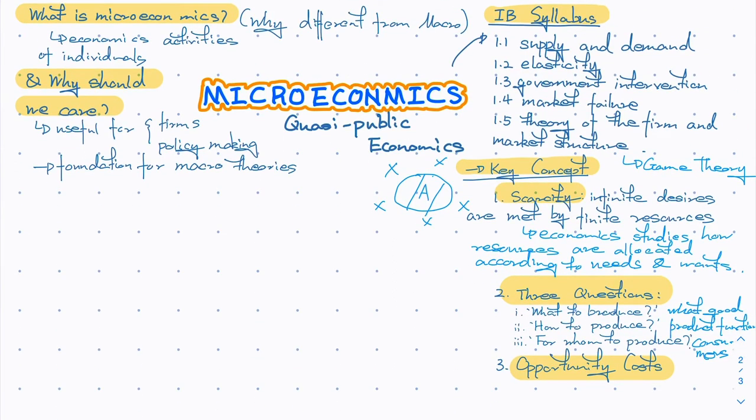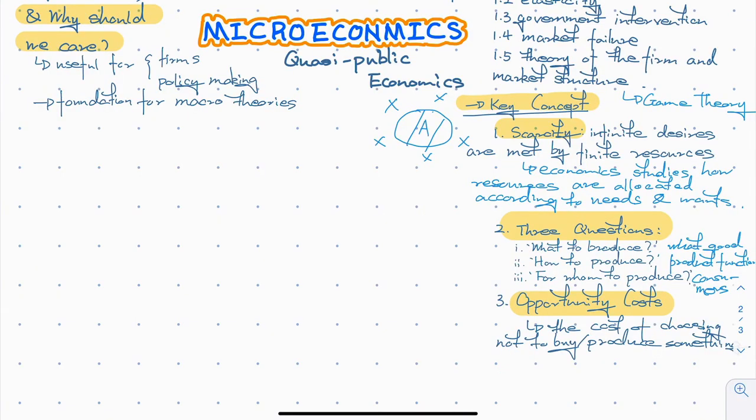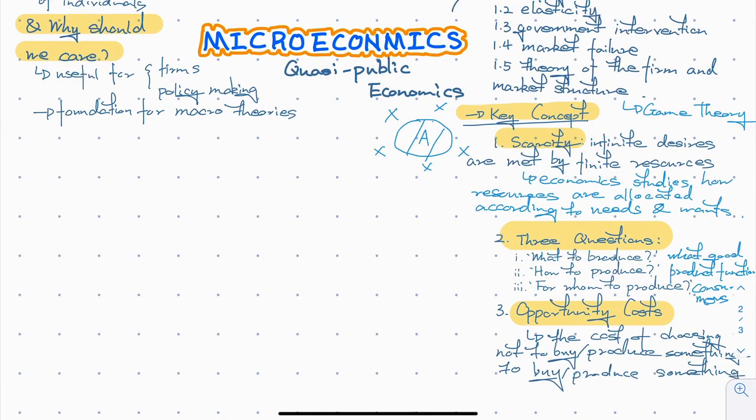Another key concept that is very important for both microeconomics and macroeconomics is opportunity cost. It is a conceptually difficult idea because you have to not consider the usual way of thinking about cost, but the additional cost to that. In definition, opportunity cost is the cost of choosing not to produce or buy something in order to buy or produce something else.